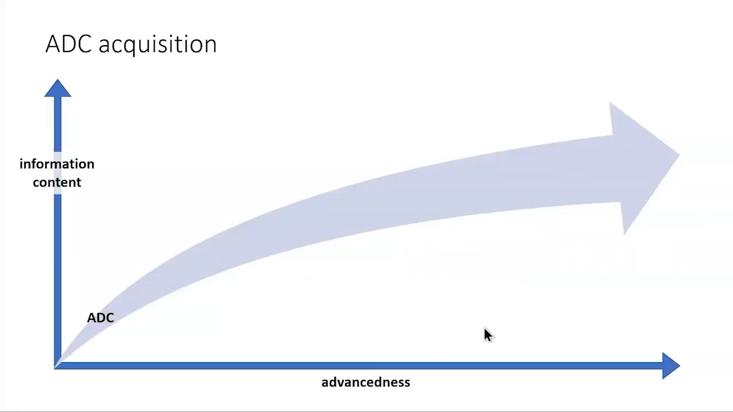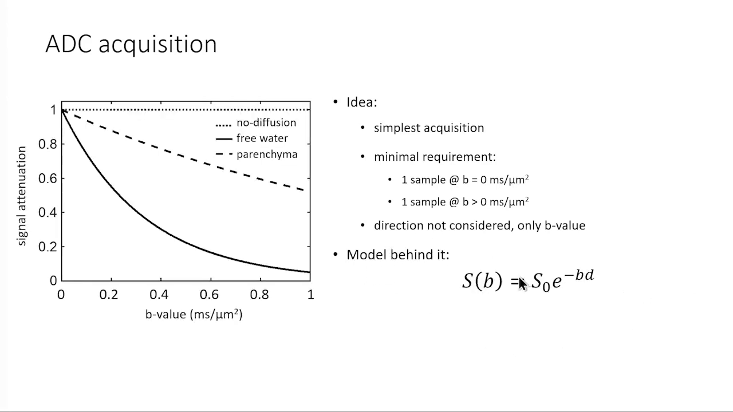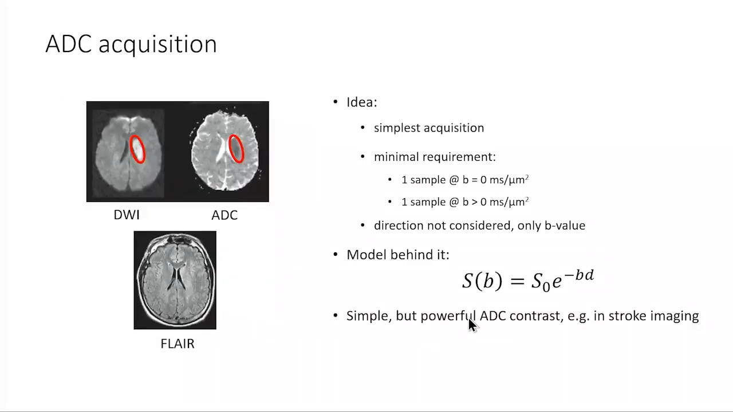So let's apply this knowledge to the simplest possible diffusion experiment we can do, so an ADC measurement. So the idea is very simple. We have a very minimal acquisition requirement. We just have a single image without diffusion weighting and then one image with diffusion weighting. And we do not consider multiple directions, so only the b-value dependence. So the model behind it is also very simple. It's a simple exponential decay model. But despite its simplicity, it provides a very powerful contrast, for example, in stroke imaging.